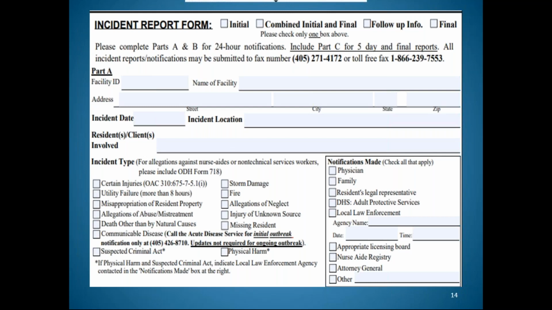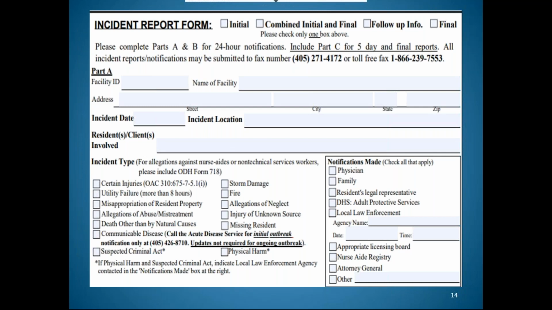These will be submitted by fax to one of the 2 numbers. I believe the number that they're actually telling us to submit to at the moment is the 1866 number. We've done a move, and they're still making some changes to those phone numbers and the fax numbers.